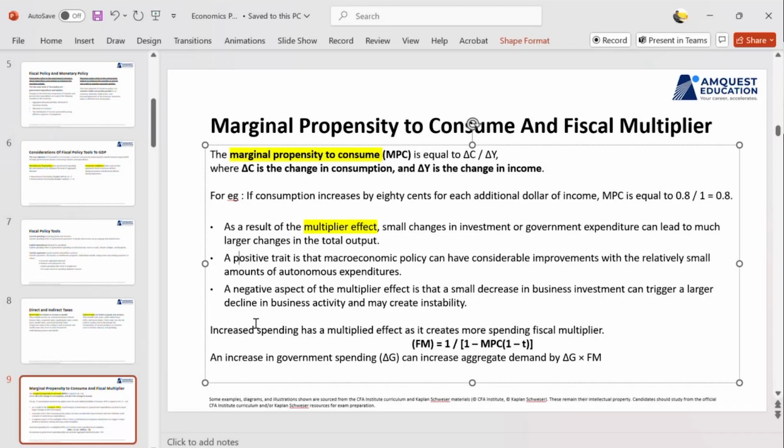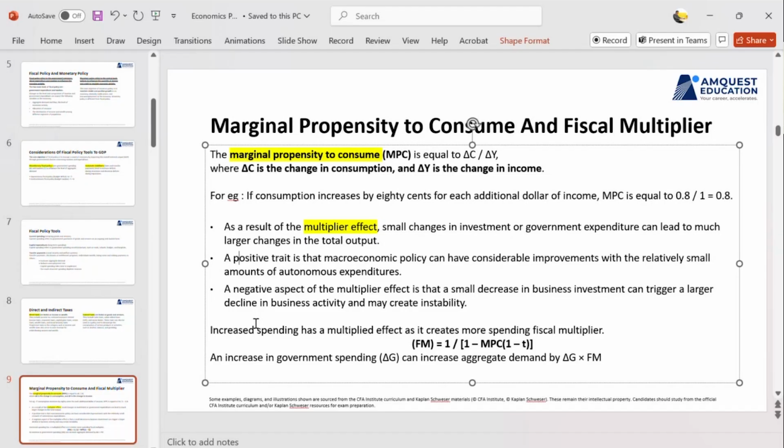Clear? So the positive aspect is where it can have a better impact, but a negative aspect is that a small decrease of the investments can bring down your entire activity together. So MPC is both positive and negative. Okay. And this is where it makes a big difference.